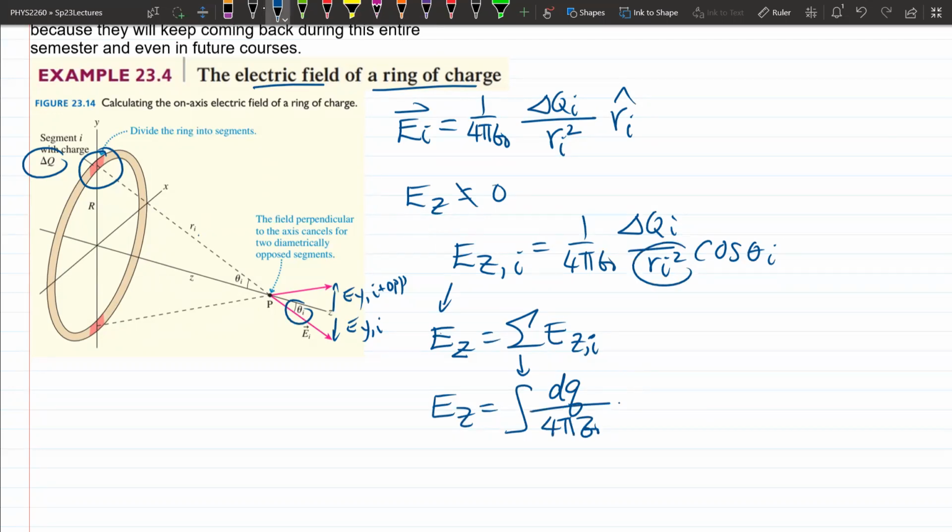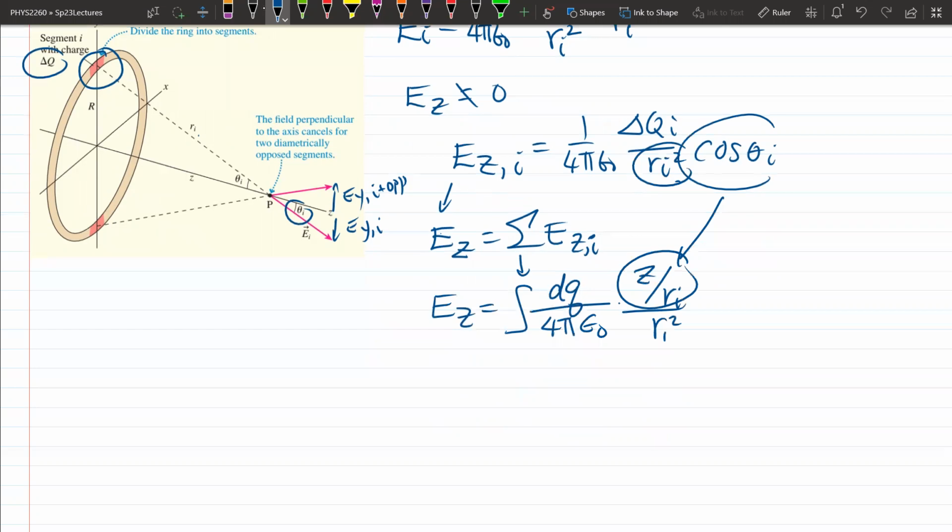And remember, cosine of theta is adjacent over the hypotenuse. So adjacent is actually the distance z, and the hypotenuse is actually r_i, not squared. And then this last part here is still r_i squared. So this is the cosine piece. Sorry, my epsilon naught sucks. There it goes.